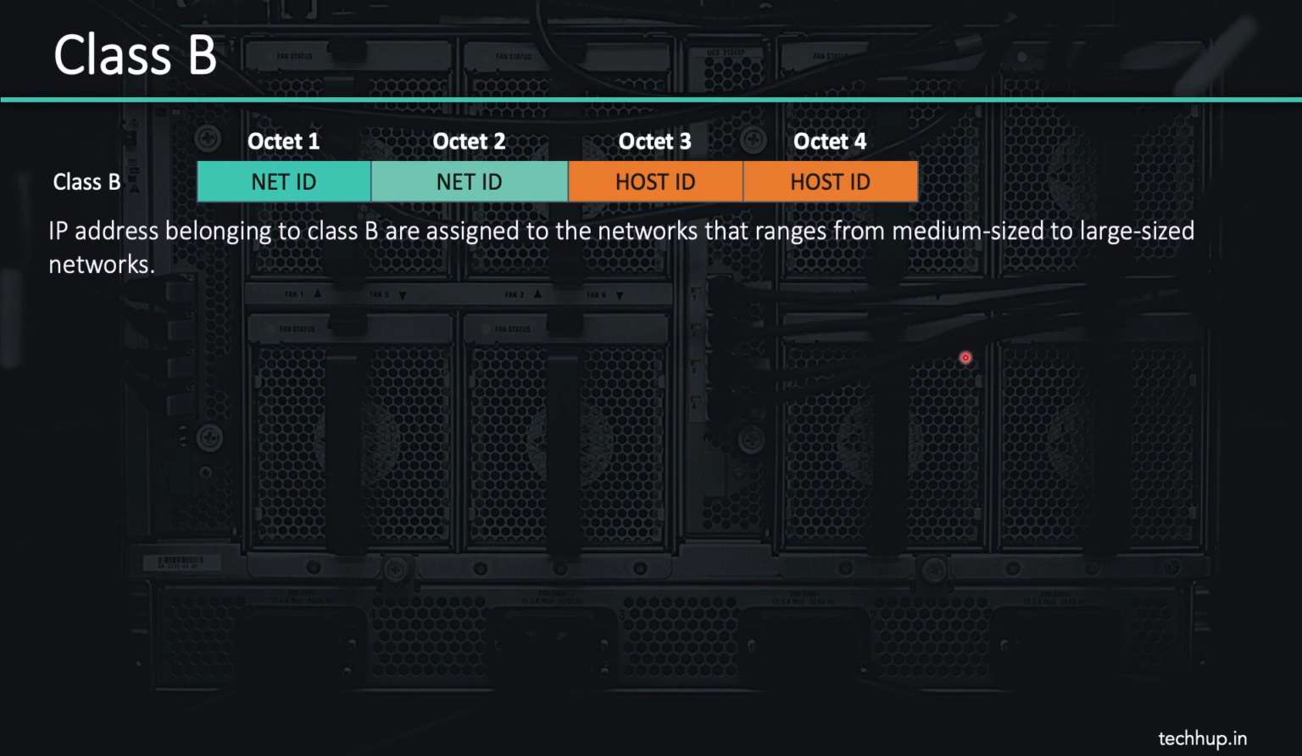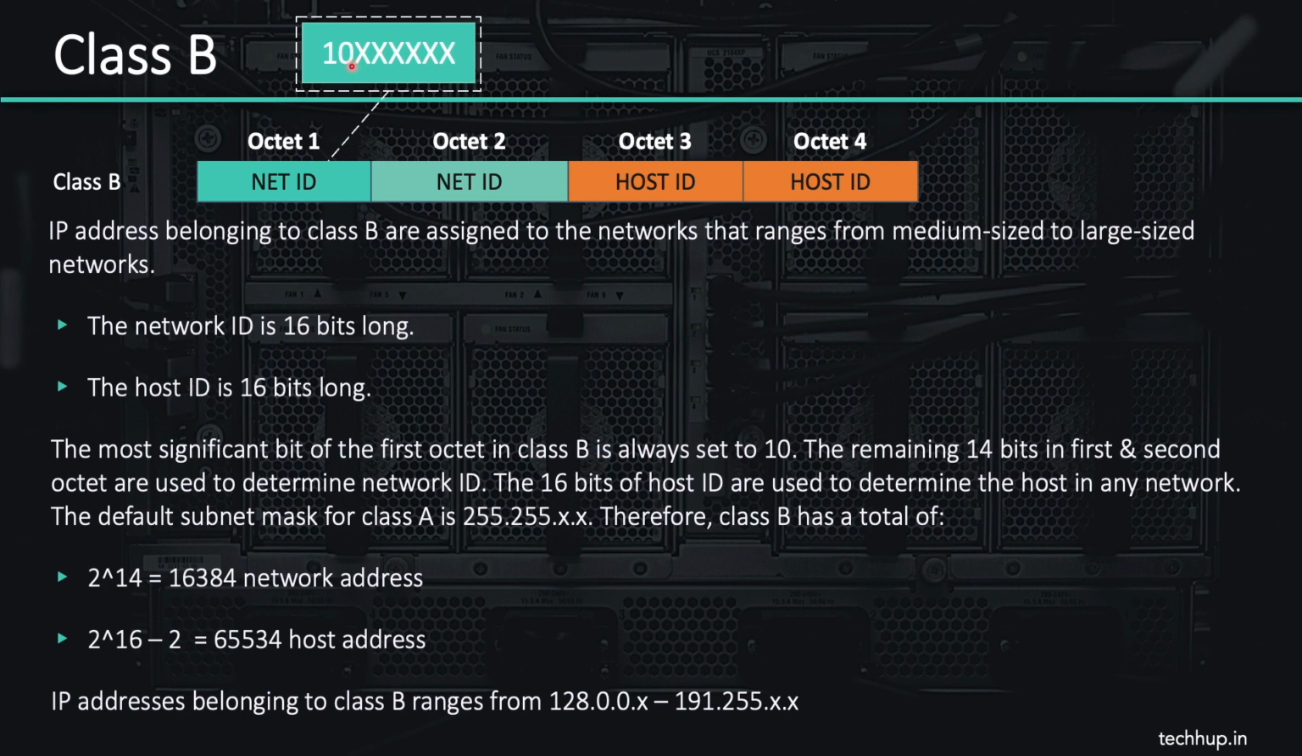So now coming to class B, IP addresses belonging to class B are assigned to networks that range from medium size to large size. So the network ID, as evident here, is spanning 2 octets. That means it's 16 bits long. Similarly, the host ID is spanning 2 octets, so it is also 16 bits long. The most significant bits of the first octet in class B are always set to 10. So that leaves you with the remaining 14 bits, combining these 2 octets. So you have 14 bits in the first and second octet that are used to determine a network ID. The 16 bits of the host ID are used to determine the host in any network.